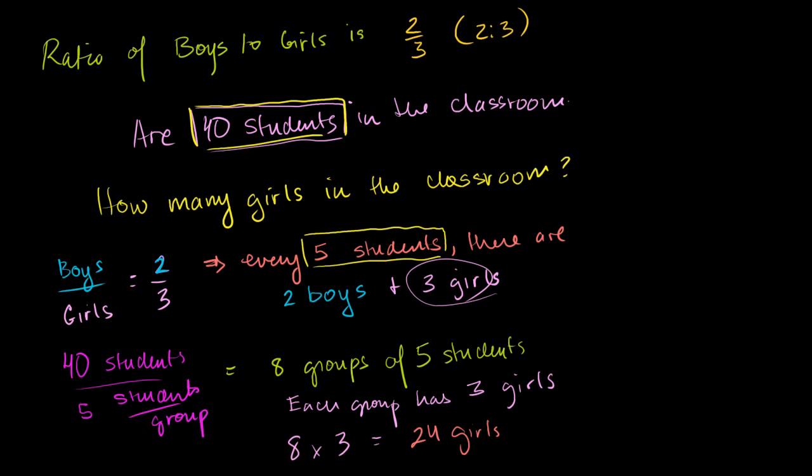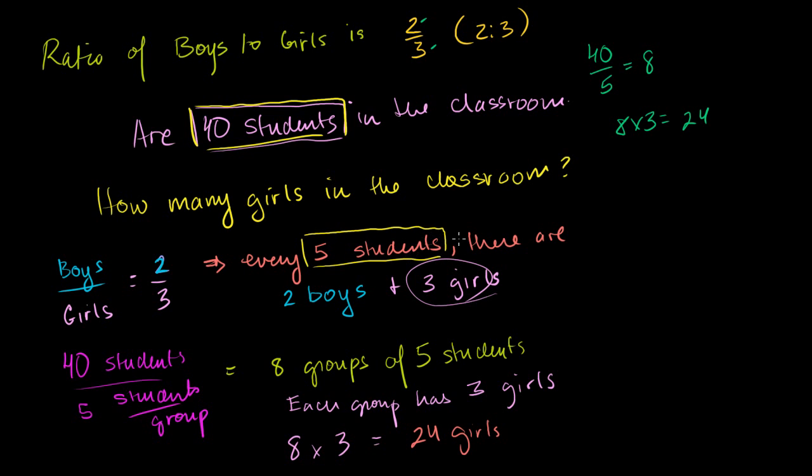And if you want to think of a fast way to do it, and it would be identical, you'd say, look, 2 plus 3 is 5. So for every 5 students, 2 boys, 3 girls. How many groups are there? 40 divided by 5 is equal to 8 groups. Every group has 3 girls, so you do 8 times 3, which is equal to 24 girls.